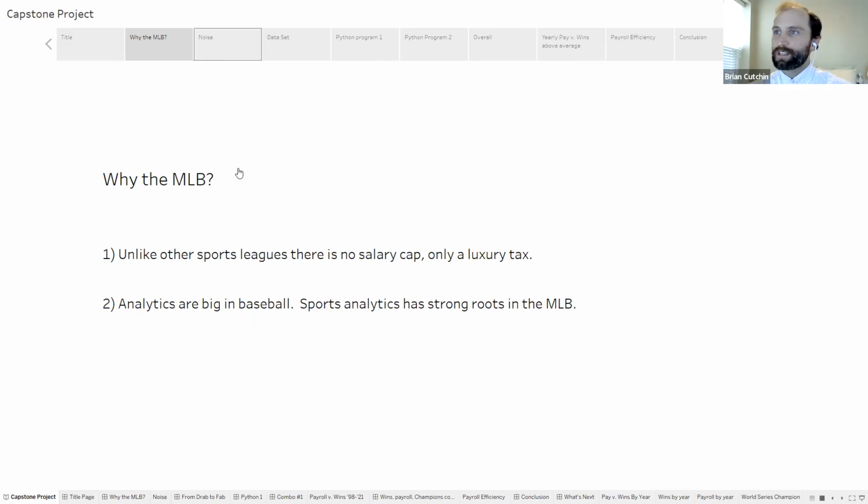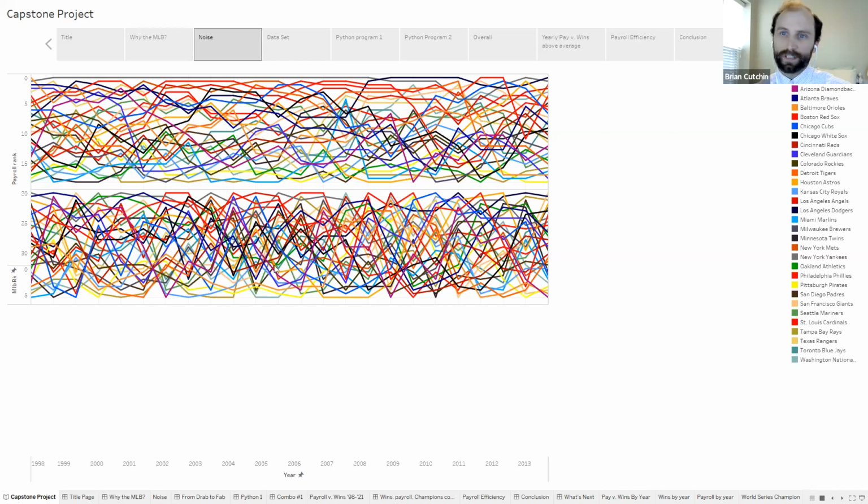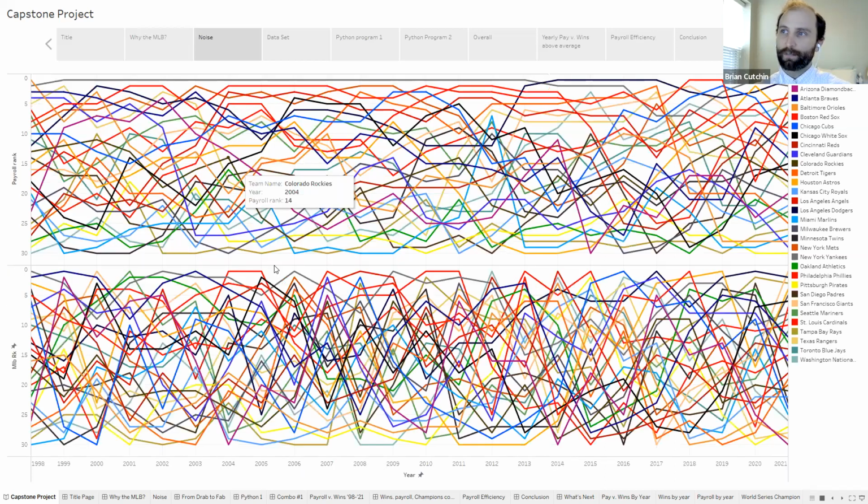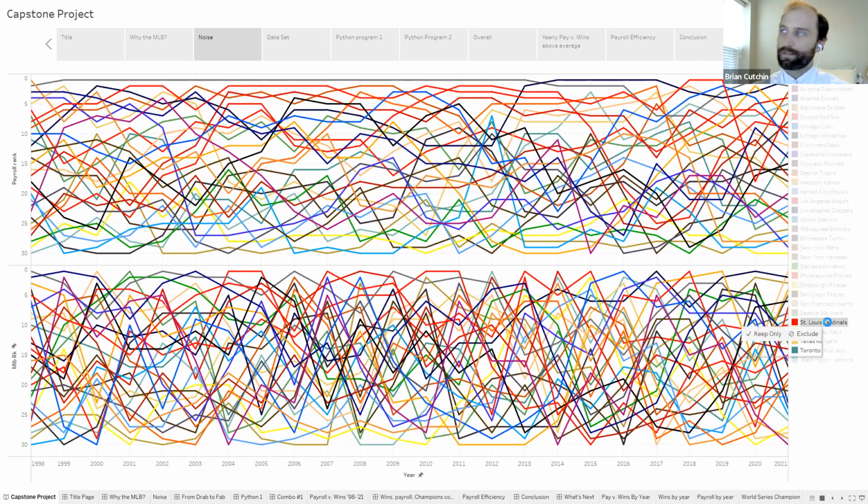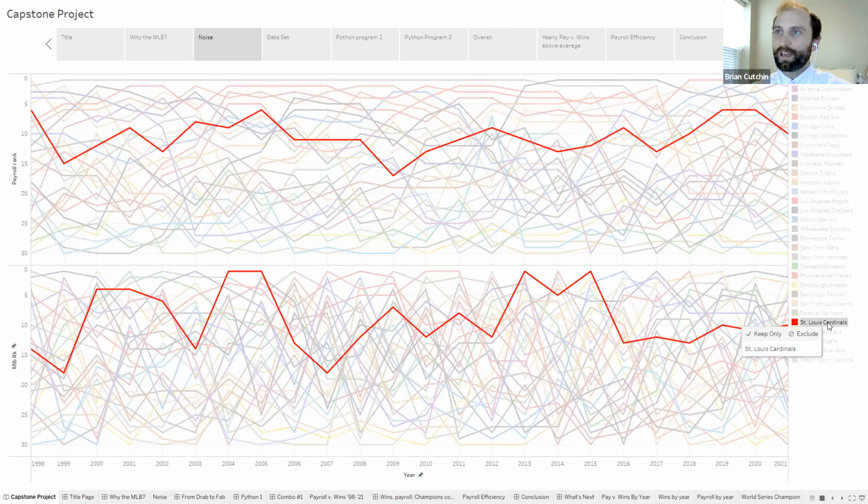So what we see here is that there's all this noise. I'm sure many of you that deal with data on a daily basis can understand this. You have all this noise out there, and how do you effectively get through it? So we can just click on some of these and see, like, the St. Louis Cardinals, kind of our mid-range team. They haven't really had higher than the 6th highest payroll, but they have won championships. They have finished with the best record. However, they have not finished worse than 18th.